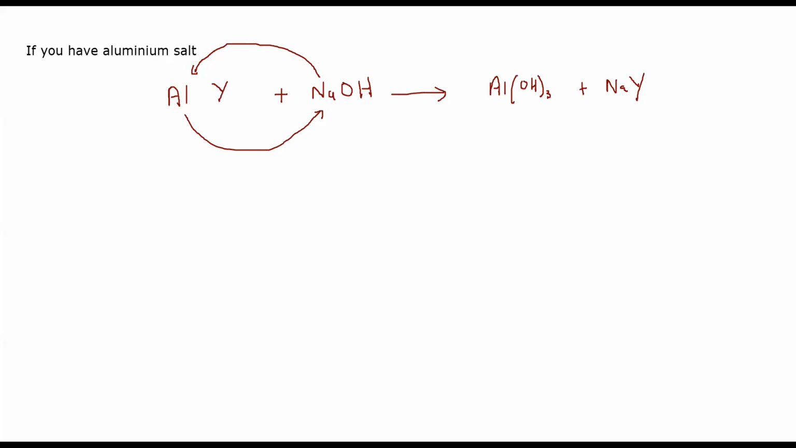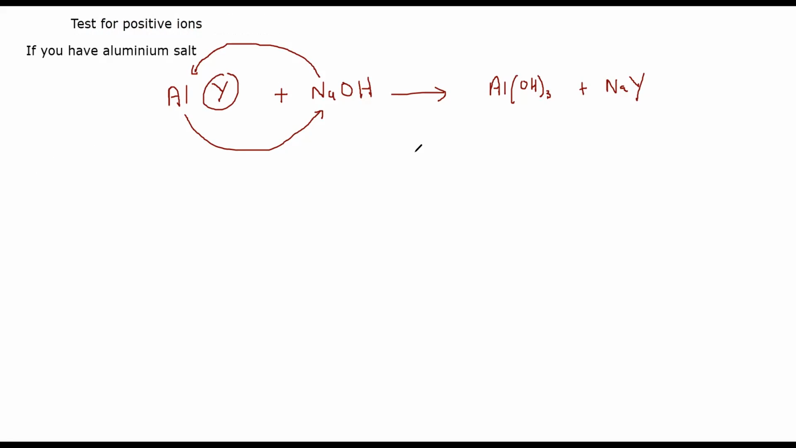Y here means any element can be there, because this is a test for the positive ion. We want to identify which positive ion is there. So Y can be any element. It can be nitrate, it can be sulfate, it can be chloride, it can be sulfite. Any element, compound, or molecular ion can be there. So Y is not important here, because we want to test the positive ion.